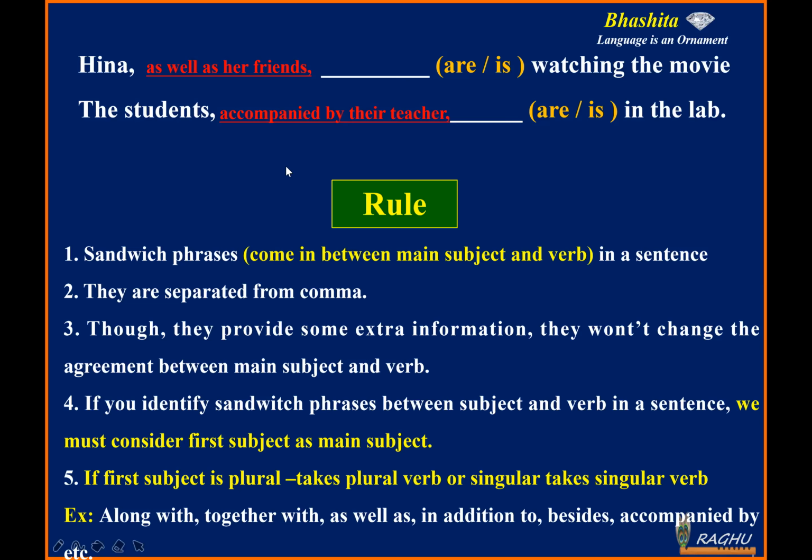Then according to this rule, what may be the right option for the given sentence? To make it very clear, let us remove the sandwich phrase from the given 2 sentences. So I removed the first one and the second one. Now you can find the right option. Think that there is no sandwich phrase. So identify the right option for the given 2 sentences here.